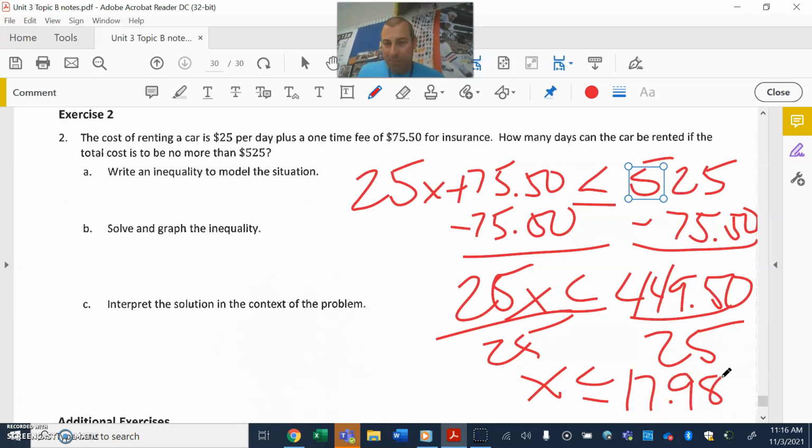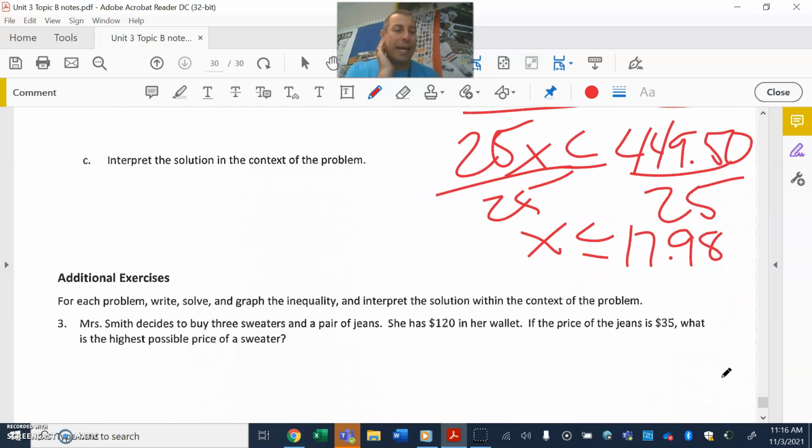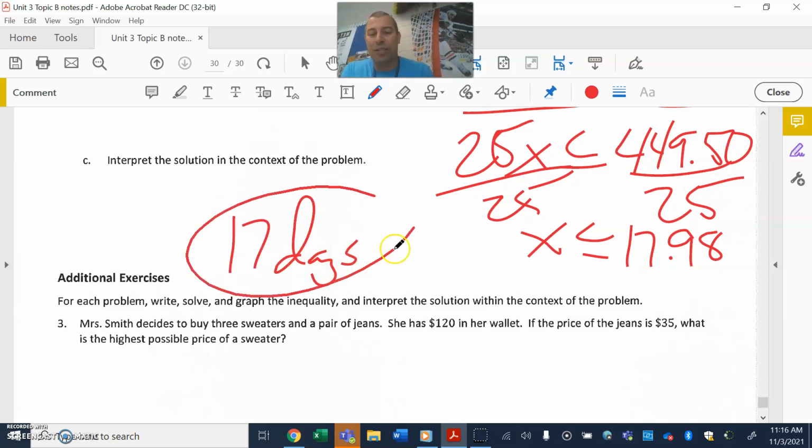So I get 17.98. All right, so we need to interpret. So how many days can it be rented for? Well, again, if we did our graph, we have to be smaller than that number or equal to it. So 18 won't work. Okay, so don't fall in love with rounding. 17 would, because again, that's the number of days. So yes, it would be our 17 days that we're looking at.